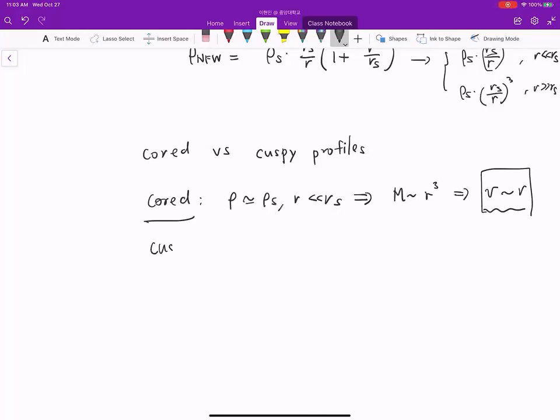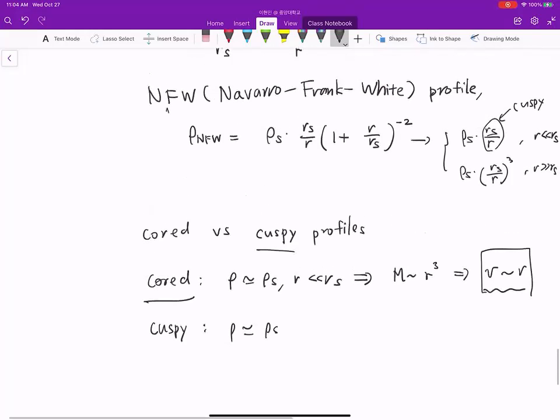And then the cusp, let me take the cusp. I think that the NFW profile is favored because of the dark matter N-body simulation. I forgot to say.